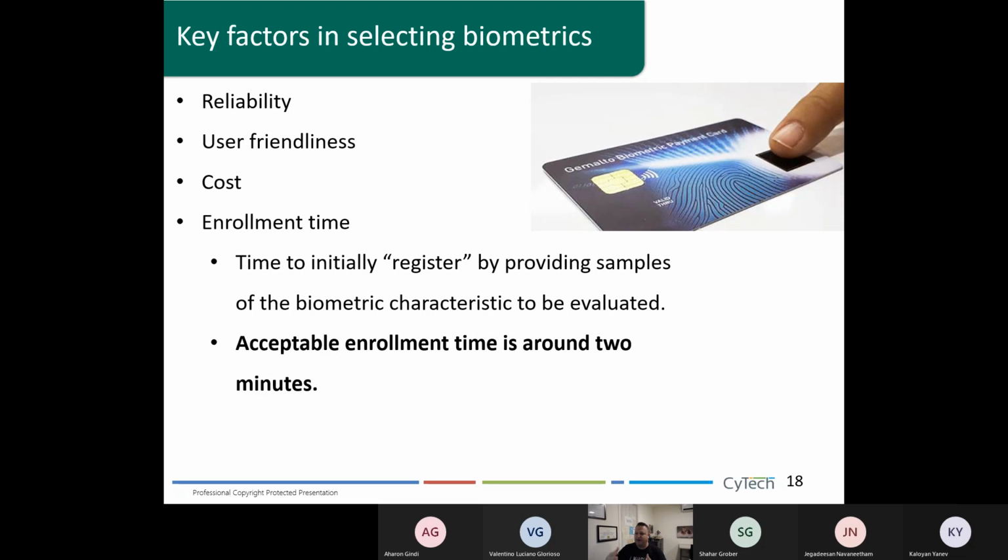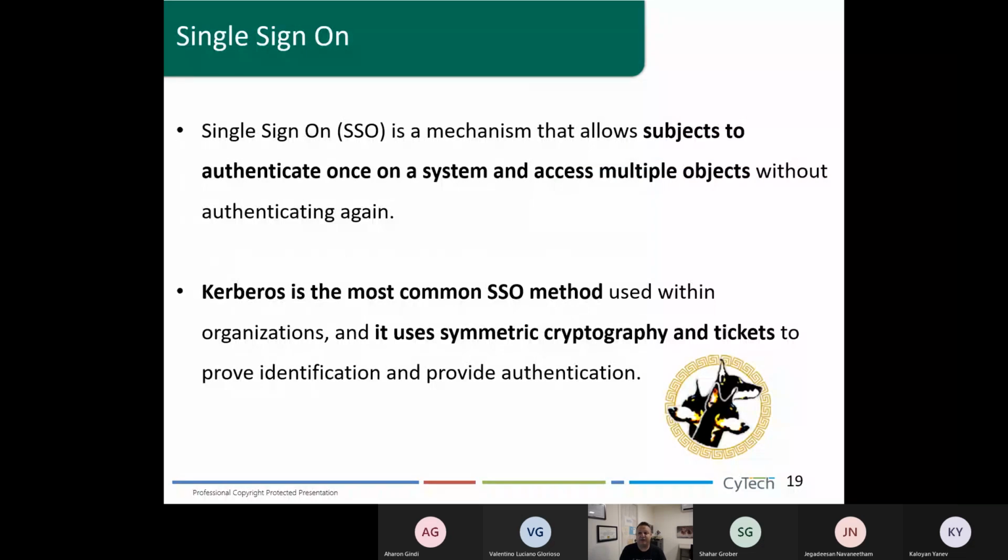Again, summarizing, the biometric access system: reliability, user-friendliness, cost, and enrollment time. This is important. The enrollment time is important for you. Any questions so far? No. Okay. Yeah, I think we pretty much touched this before, so that's why it was relatively easy.